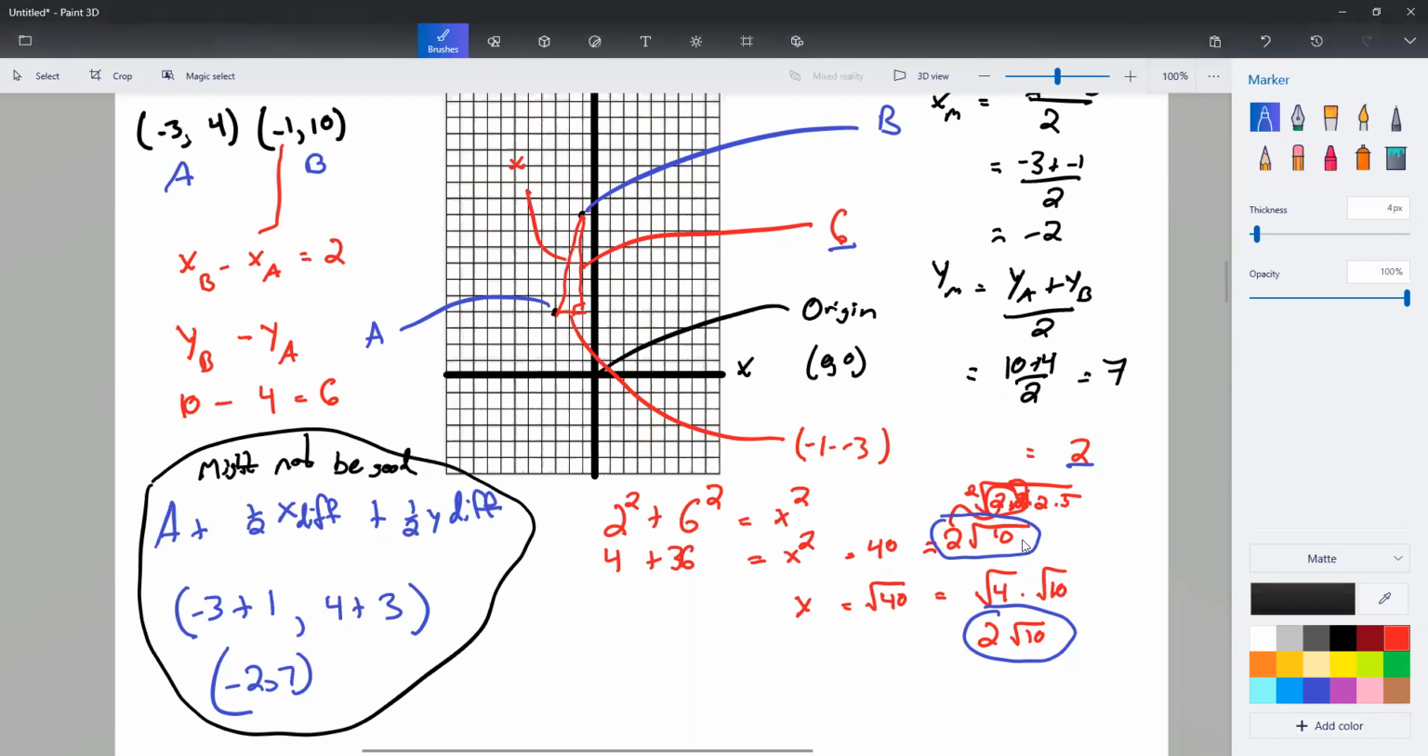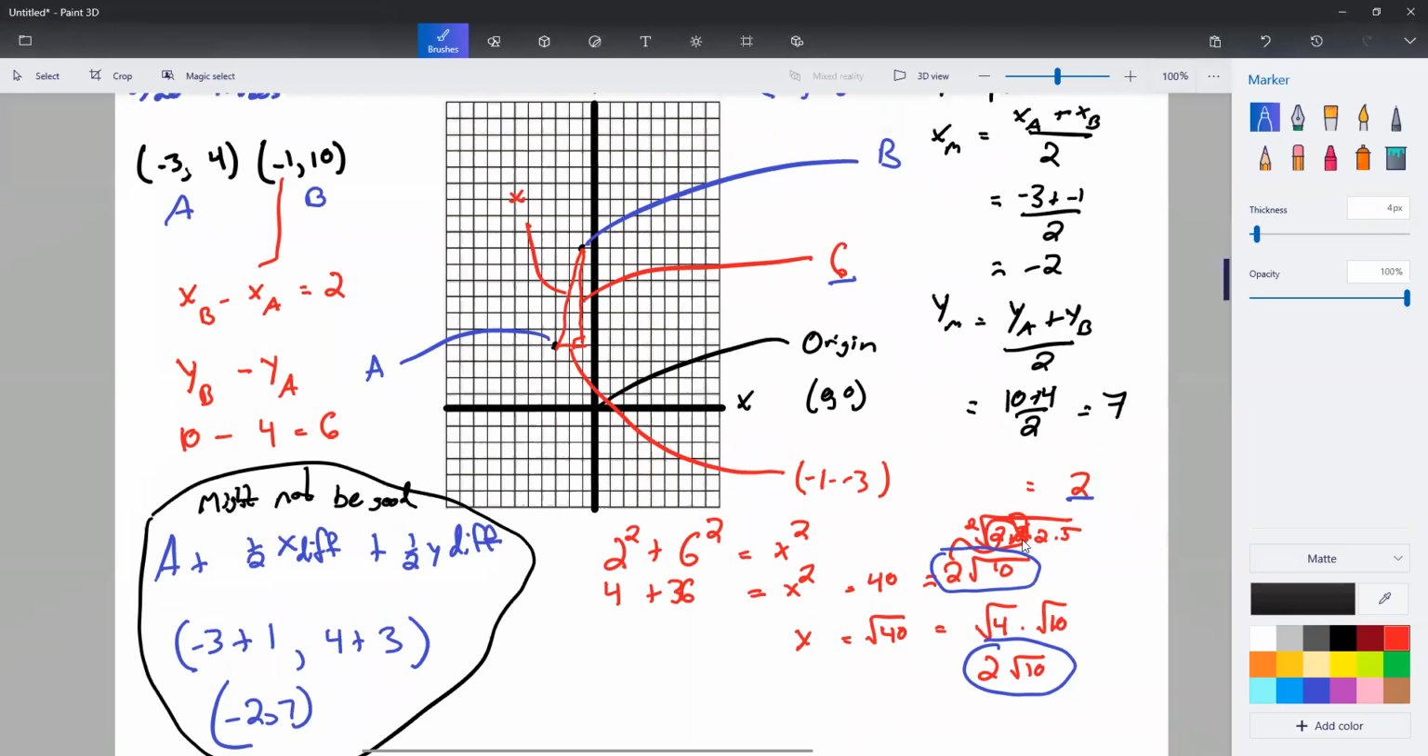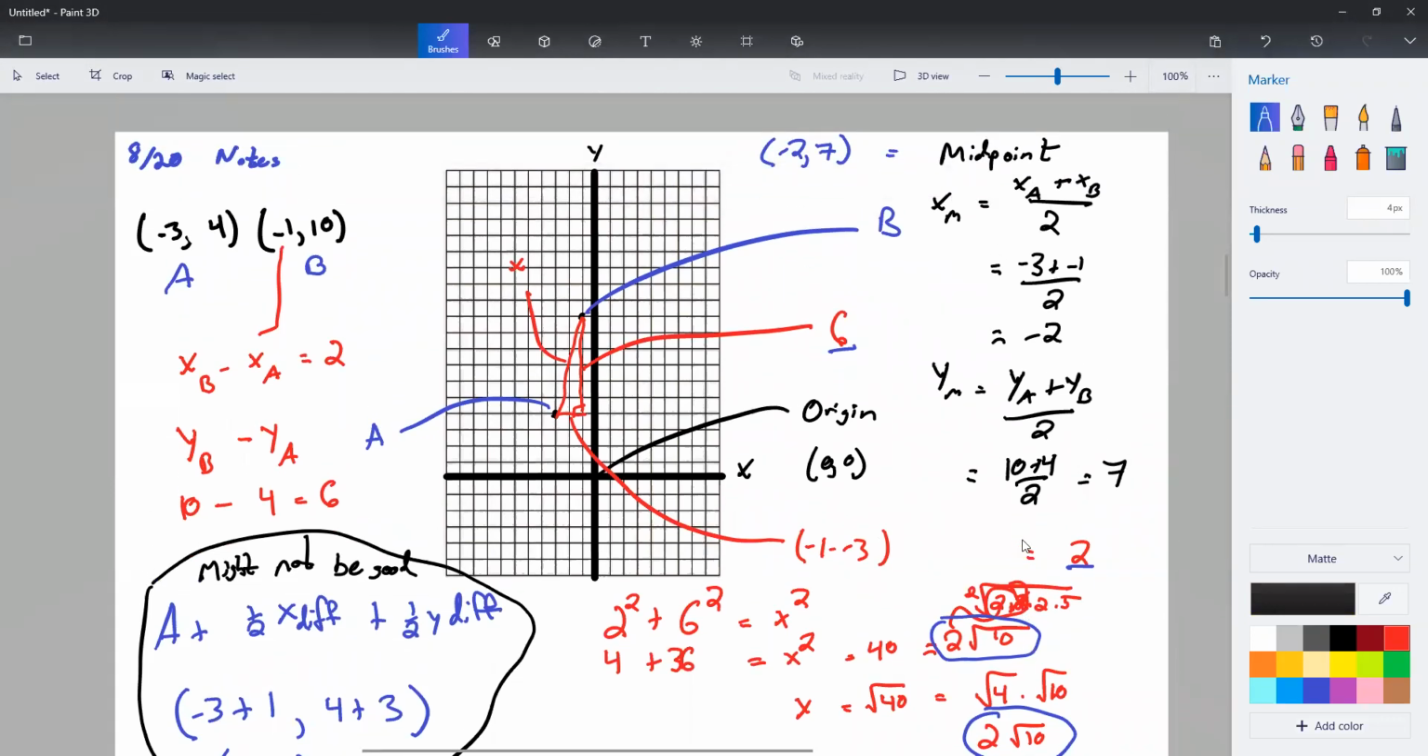Okay, any questions about how we found the distance between 2 points and the midpoint? I think with that wrapped up, you should be good to go with regards to the written assignment.